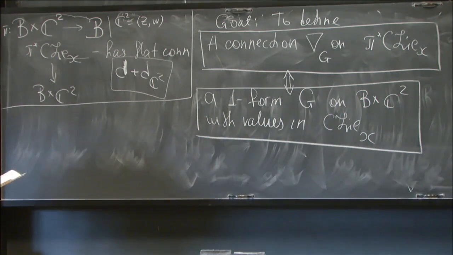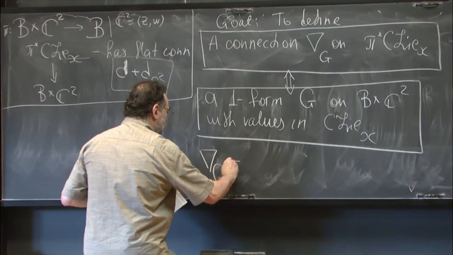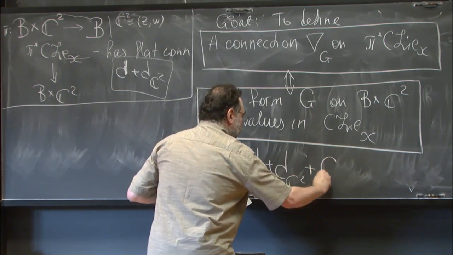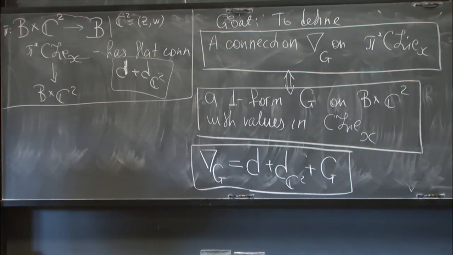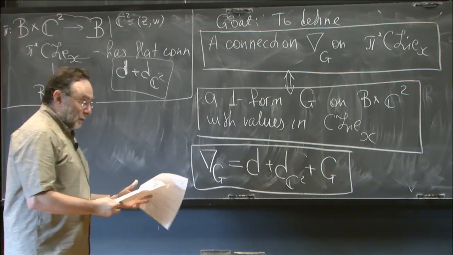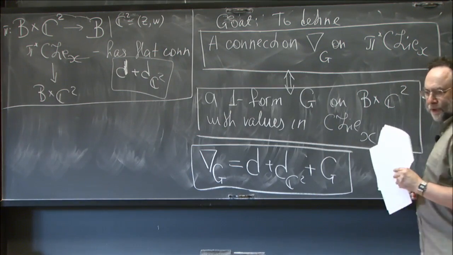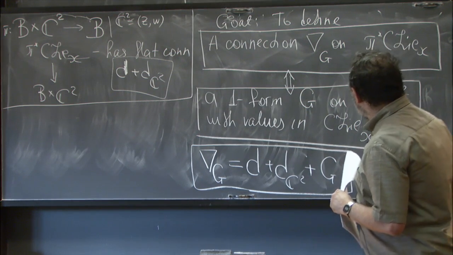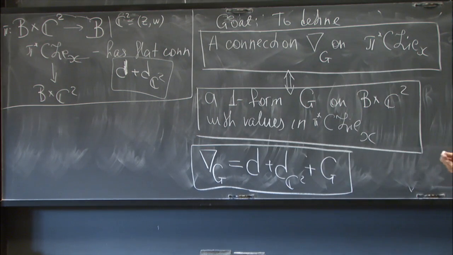Okay? So how are they related? The connection nabla G is just the original Gauss-Manin connection plus the trivial connection on C^2 plus this Green form. So I want to construct G. Now, this G will have some properties. You have a question? You would say it has values in the Lie algebra, but I would expect... No, it's values in pi upper star of the cyclic Lie algebra. Not values in the Lie algebra itself.